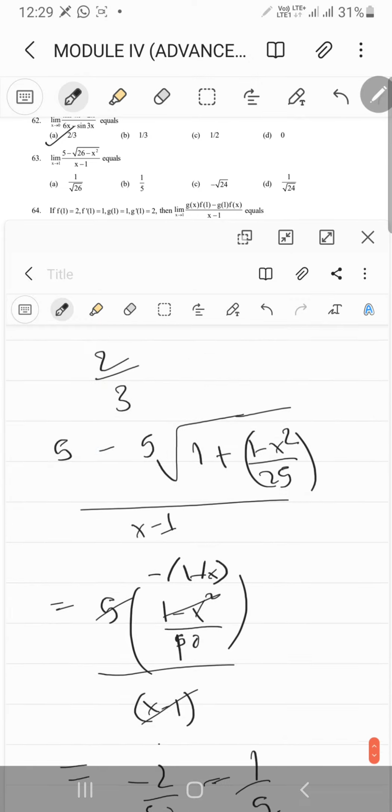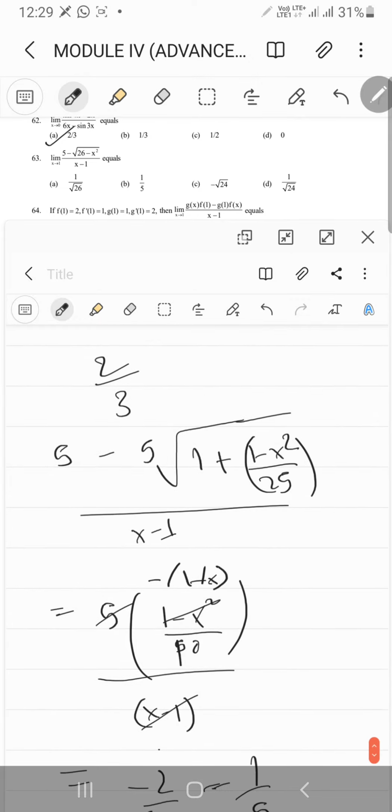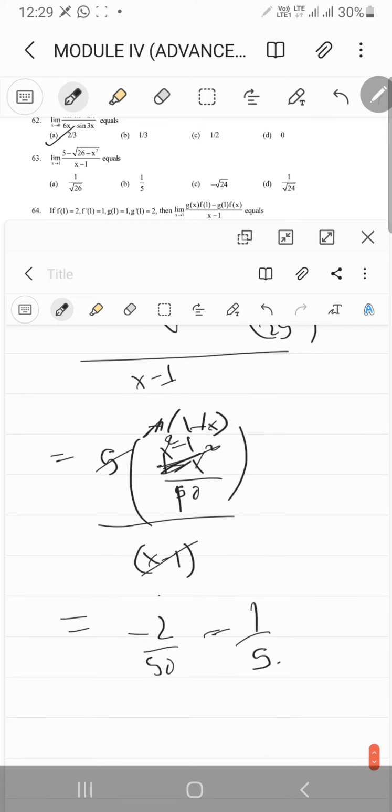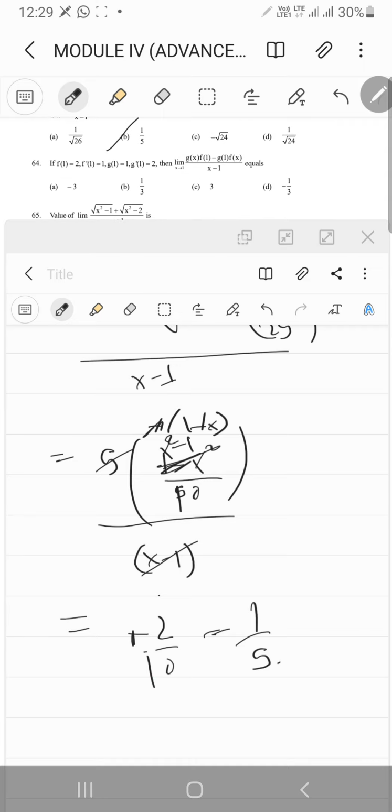Hey, but we didn't get a negative. Why is that? Oh, because of this negative. Okay, because of this negative, this will actually turn out to be x squared minus 1. So this is positive 1 plus x, which means yes, it's a positive. And this thing is 10, it's not 50. So it should be 1 upon 5. Next question.